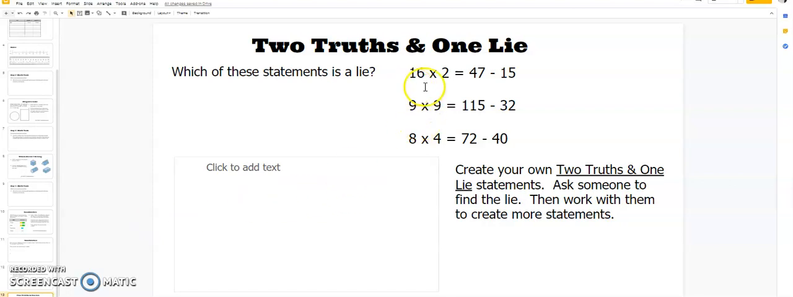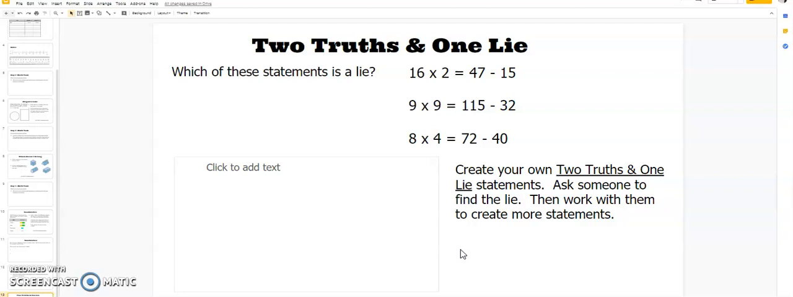We have equivalent statements. So I'm going to come over, and then you're going to create your own two truths and one lie statements. You're going to ask someone to find the lie. This is going to be a 5C collaboration activity. So if you're working on that badge, this is one that you can turn in. You need to ask someone to find the lie, then work with them to create even more statements. So if you are doing this one for your collaboration, make sure that you create your own and then add at least one that you created with somebody else.